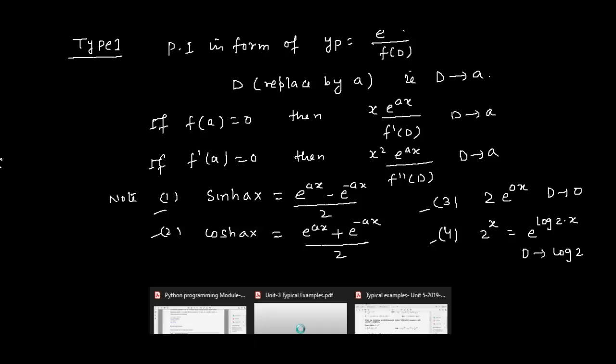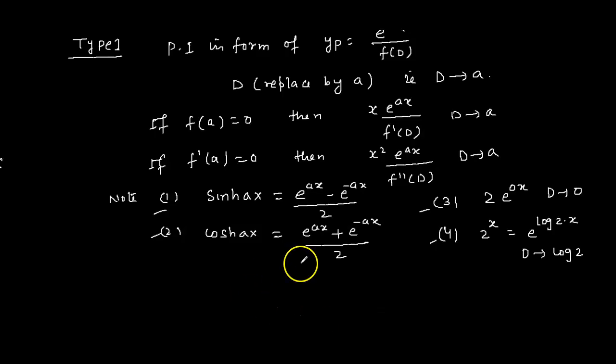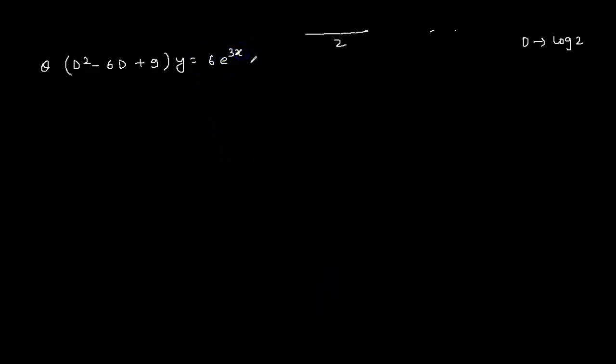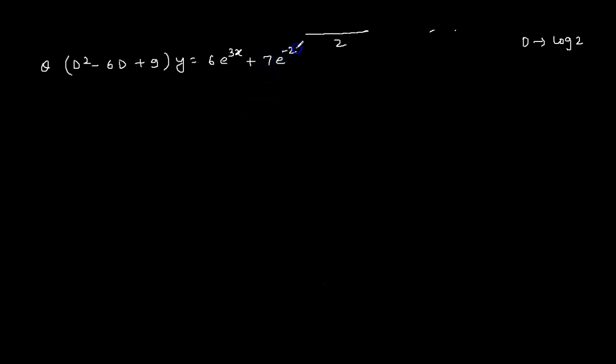Now see the questions in type 1. I will do question number 2: D square minus 6 dy by dx plus 9y is equal to 6 into e to the power of 3x plus 7 into e to the power of minus 2x minus log 2 plus 3 to the power of x.